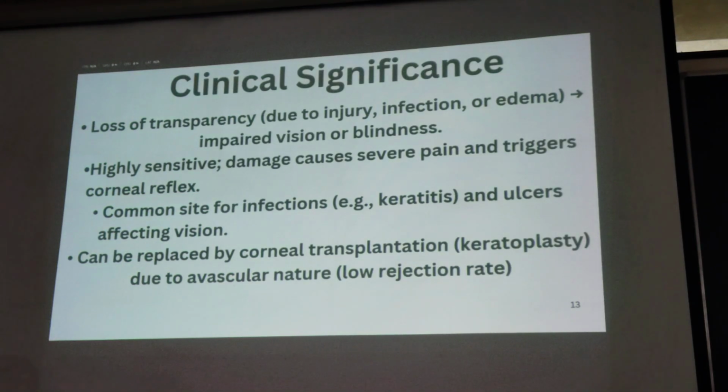Cornea is a highly sensitive structure. Damage causes severe pain and triggers corneal reflex. It is a common site for infections such as keratitis, which is the inflammation of the cornea, and ulcer, which can affect the vision.